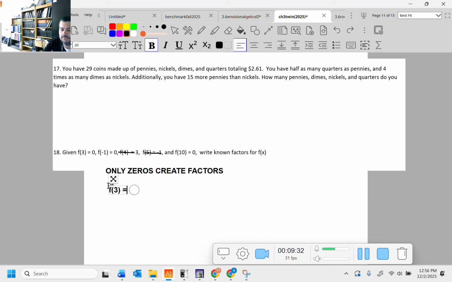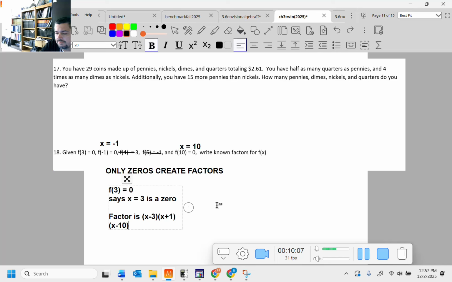Now, let's talk about what things mean. f of 3 equal to 0 says x equals 3 is a zero. That means the factor is x minus 3, because we change signs. All right, so now my attention's right here. This one says x equals negative 1, which means the factor has to be x plus 1. This one says x is 10, which means the factor has to be x minus 10.